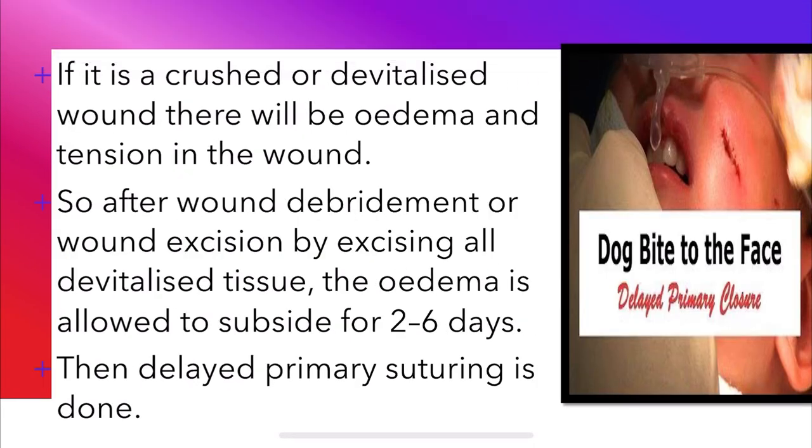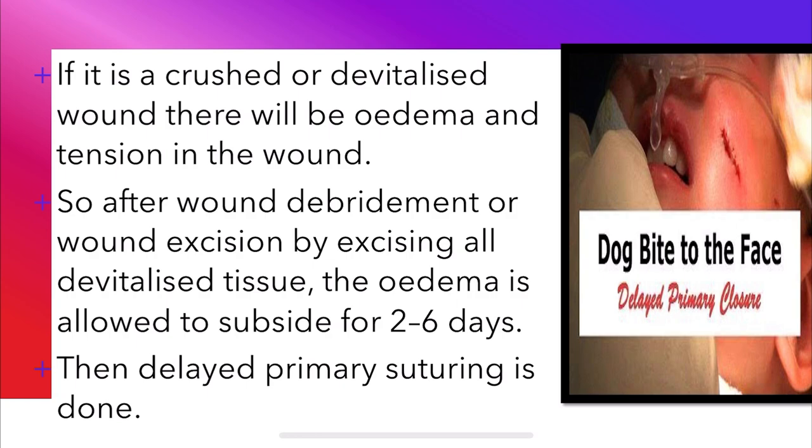If it is a crushed or devitalized wound, then there will be edema and also tension in the wound. Okay. So after the wound debridement or the wound excision, by excising the devitalized tissue, the edema is allowed to subside for 2 to 6 days. We saw this in delayed primary suturing. What did we do? We allowed the edema, the tension to come down so that the suturing is proper and the healing can take place in a systematic sequence. Then the delayed primary suturing is done.